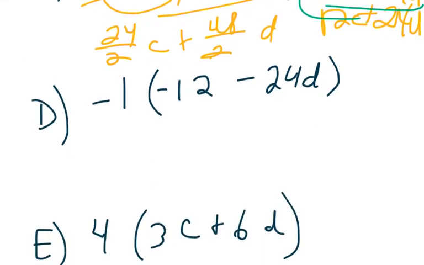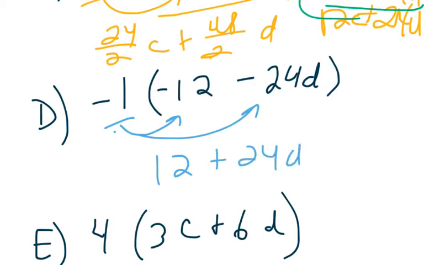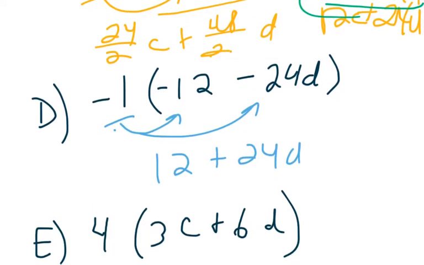Next up, we have a -1 times a -12c, a -1 times a -24d. That gives us 12c plus 24d. But this one is not an answer because there is no c value right there. So D is not an answer.